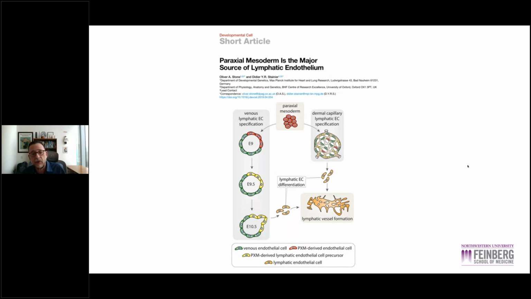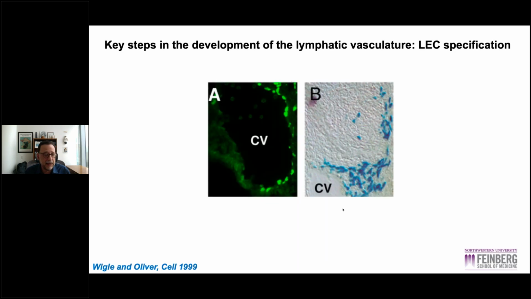But just a few years ago, Oliver Stone, at that time in Didier Stainier's lab, showed nicely using PAX3 Cre that the paraxial mesoderm, basically the lateral plate mesoderm that we know is the source for endothelium, gives rise, as suspected, to the venous lymphatic endothelial cells, from which PROX1 eventually will give rise to most of the lymphatic network. They also suggested that this forms a dermal capillary bed, and some of those lymphatics eventually originate directly from that. So my statement on all of this is that we still believe that most embryonic lymphatic endothelial cells are venous derived.